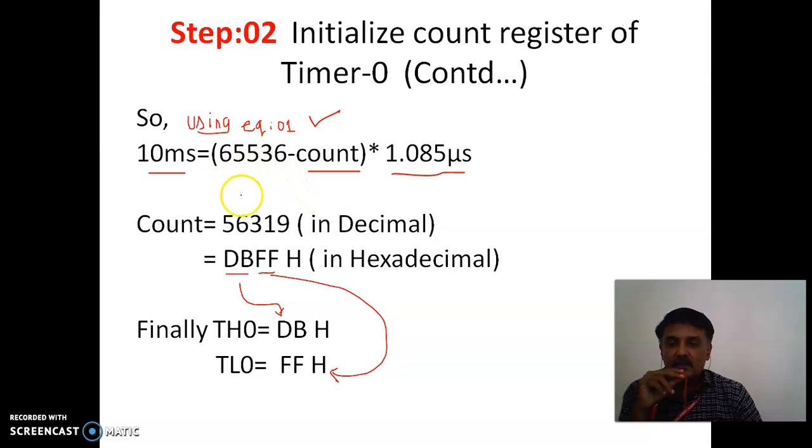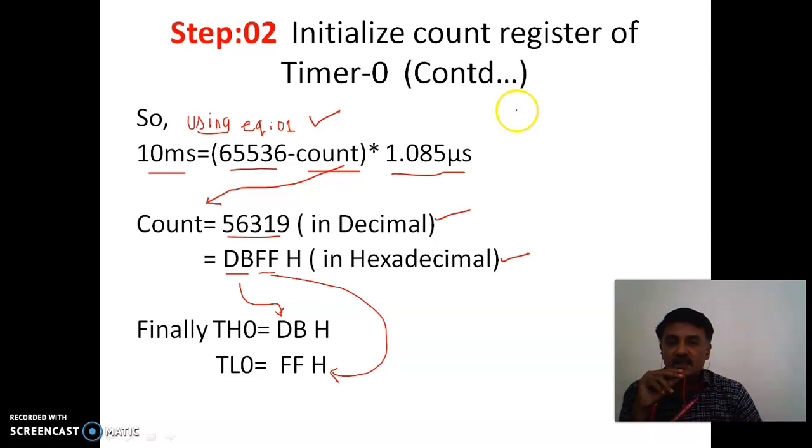We are supposed to know the counter value in decimal, and then we can calculate into hexadecimal. 65536 count to be calculated on 1.085 microseconds. Bringing this count here, we have the answer 56319 in decimal value. So obviously we need to convert into hexadecimal value, DBFF.